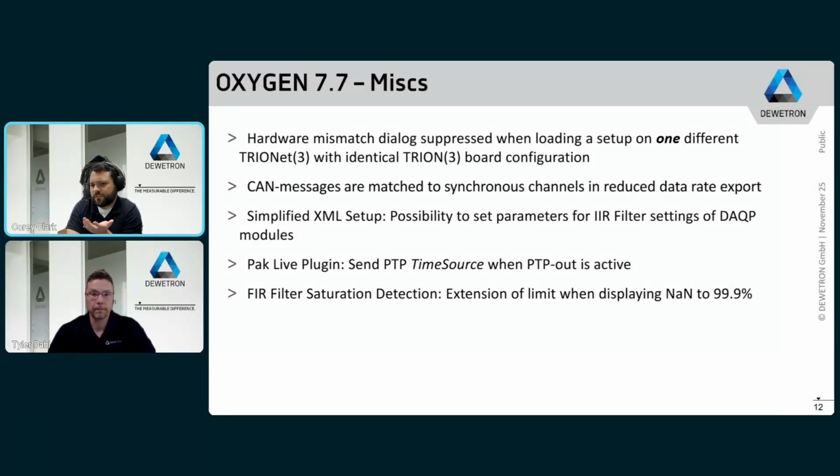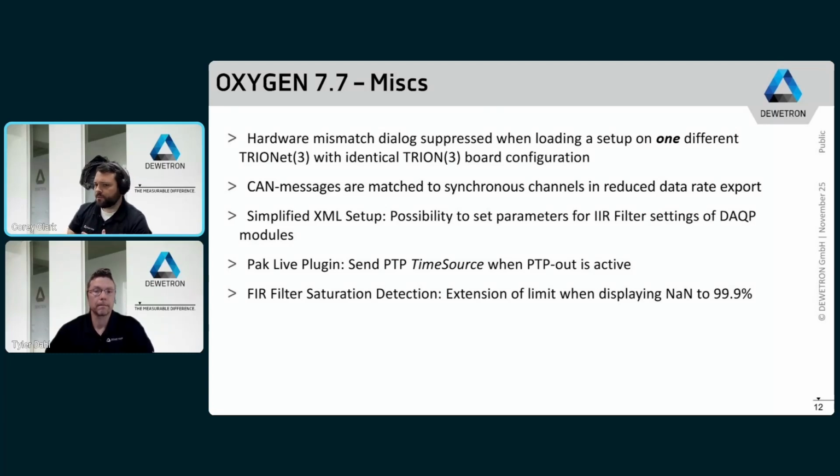In the instance of the TRIONets, when we're swapping them in and out, there's no need for that, and it just creates confusion. So we've decided to suppress that dialog for that instance. You can always force it to come back on through the option inside of Oxygen. Also, CAN messages are matched to synchronous channels to reduce the data rate export.